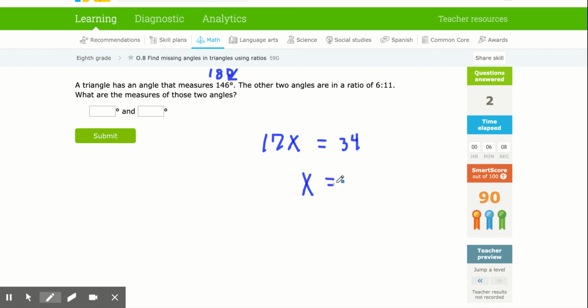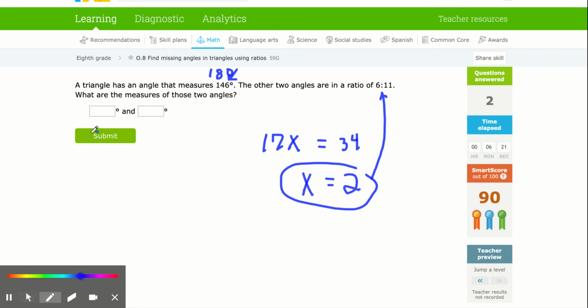x must equal 2. Now remember, that's not the value of the angles. That's the value that the ratio must be multiplied by. So the one angle measure will be 6 of those 2's, or 6 times 2, which will be 12. And the other one is 11 times 2, or 22. So they are in the ratio of 6 to 11. That might not look like it, but it is. If you set that ratio up, it's going to give you a ratio of 6 to 11, and 12 plus 22 plus 146 is 180.